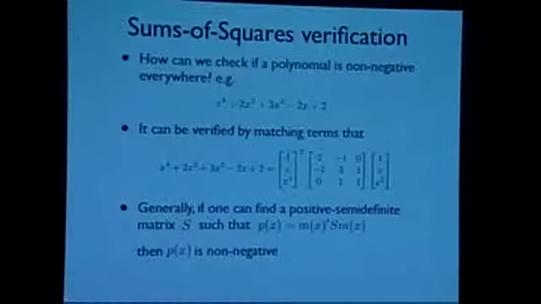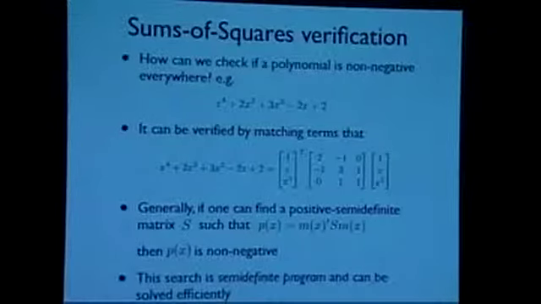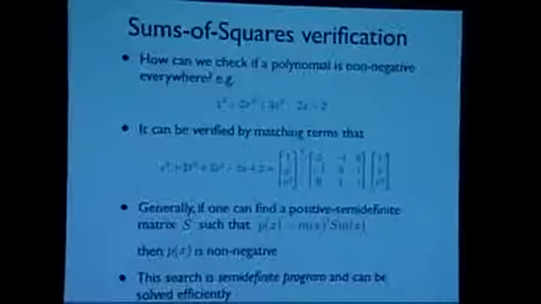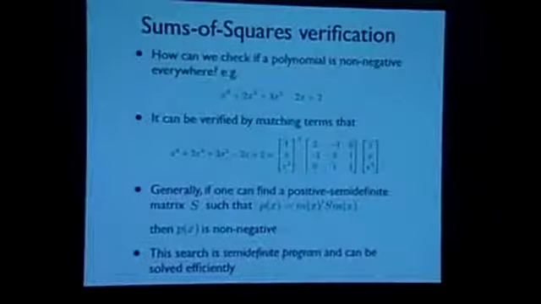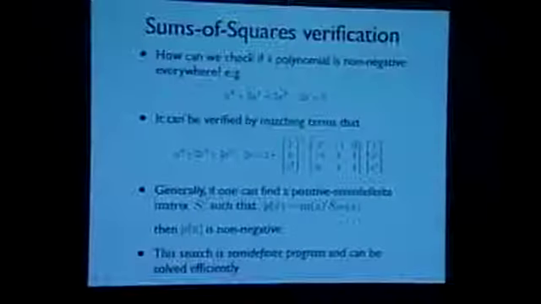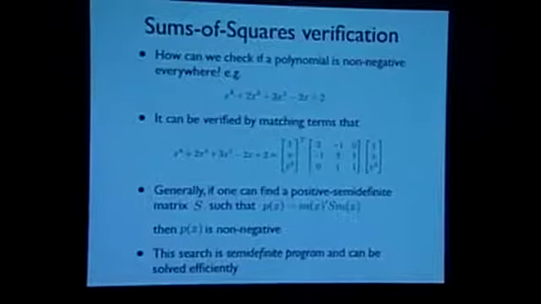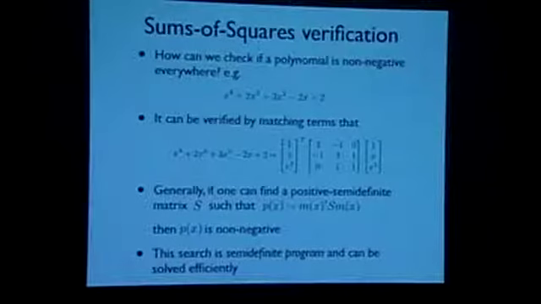And doing this search is something Pablo Parrilo, who we've been lucky enough to work with, has really developed a lot. This search is a semi-definite program, and this can be solved very efficiently using interior point methods, software like SeDuMi, for example. So this is the basic way in which we check positivity of polynomial systems.